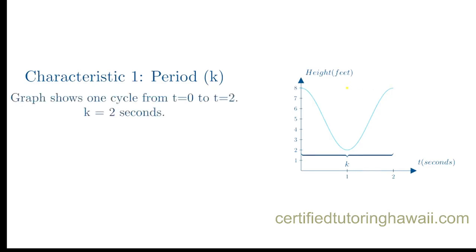One full cycle on our graph takes exactly 2 seconds. The period of this function is 2 seconds. We can estimate this period by observing where the pattern starts repeating. What other characteristics can we identify?